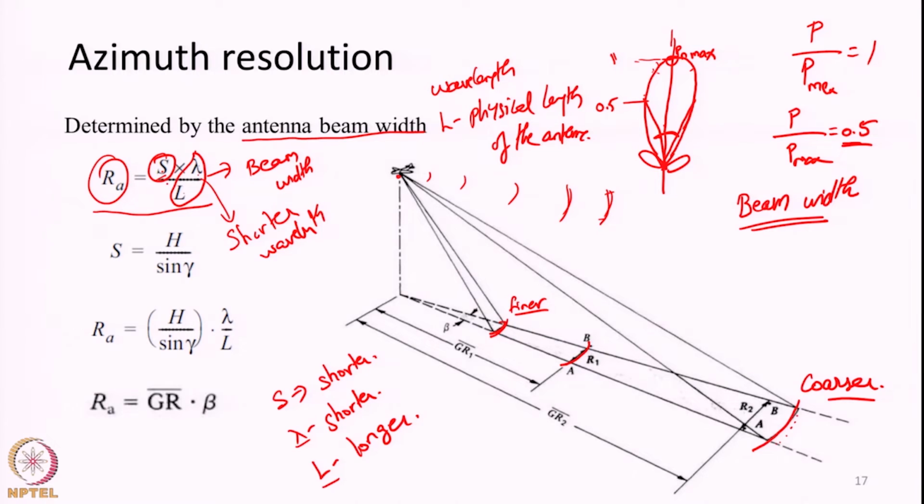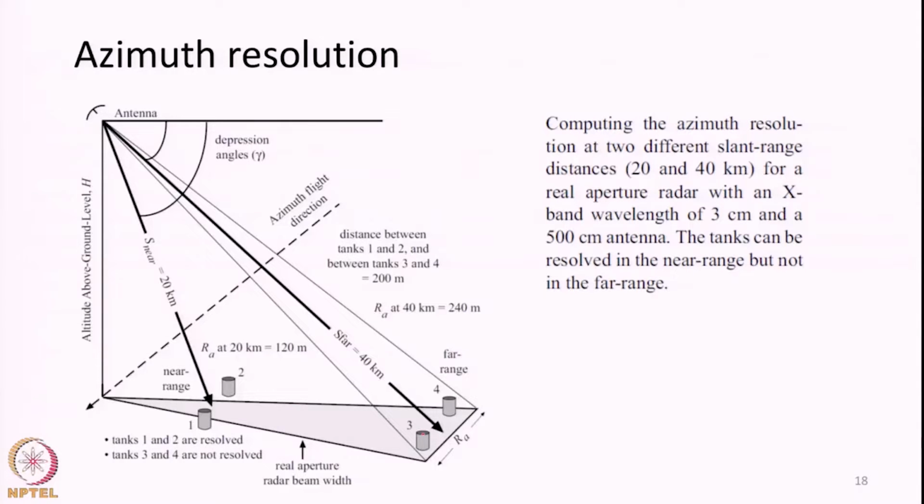Similar to the example that we saw for the range resolution, we will also look at one more example to demonstrate the concept of azimuth resolution. Just look at this particular slide. Here we have two towers, 1 and 2 in the near range, 3 and 4 in the far range. These two towers have a horizontal distance of 200 meters between them. The slant range distance from the antenna to the towers in the near range is 20 kilometers and to the towers in the far range is 40 kilometers, and it is operating with a wavelength of 3 centimeters and the physical length of the antenna is 500 centimeters.